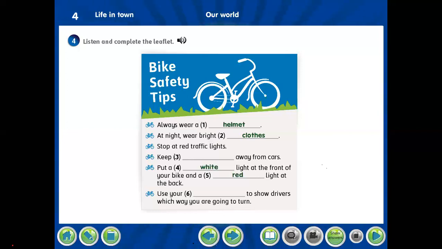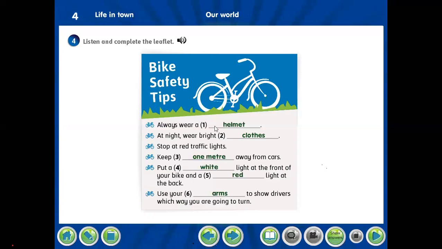The distance, what distance we have to keep away from cars? 1 meter long. 1 meter is the distance between your bicycle and the car, okay? And to finish, you use your arm to show drivers which way you are going to turn. Your arms, okay?